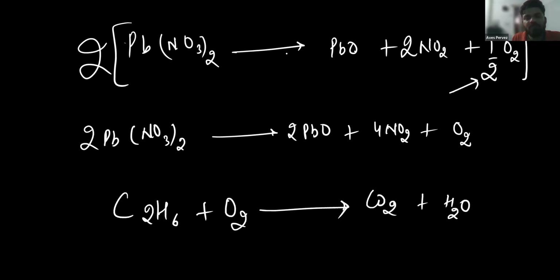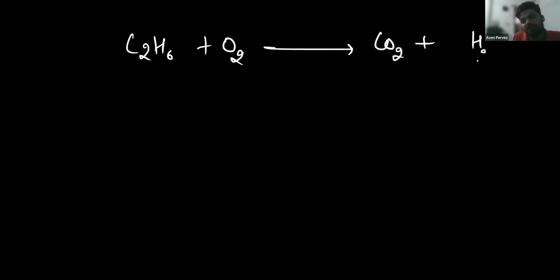Okay, let me help you. How can you write this one? This is C2H6 again. If you have done this one, that is better for you. Plus oxygen gives carbon dioxide plus water. You know that oxygen is in the elementary form, and moreover, it is repeating 2 times, so we're going to balance it at the last. Okay. You understood?